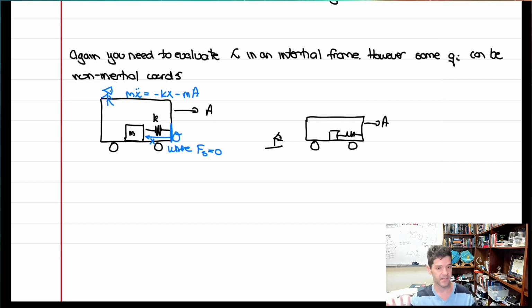Well, this is a one-dimensional configuration. It's only moving horizontally. So I expect to be able to write everything down in terms of a single coordinate. But I also need to take into account the fact that the car itself is accelerating forward.